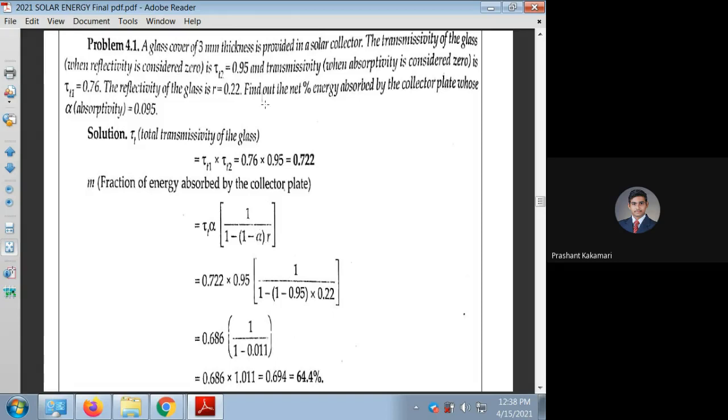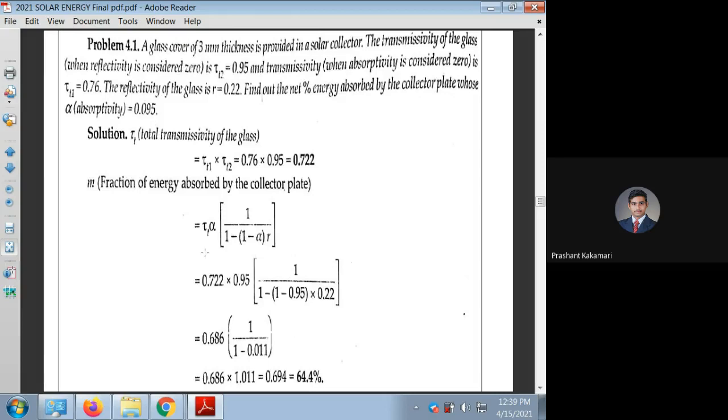So find out the net percentage energy absorbed. Clearly read the sentence. What we have to find out. Find out the net percentage energy absorbed by the collector plate, means absorber plate. How much energy is absorbed in percentage, not in value. How much energy is absorbed in percentage, whose absorptivity is 0.09. Now this is absorption or absorptivity of the plate. That plate is given 0.09.